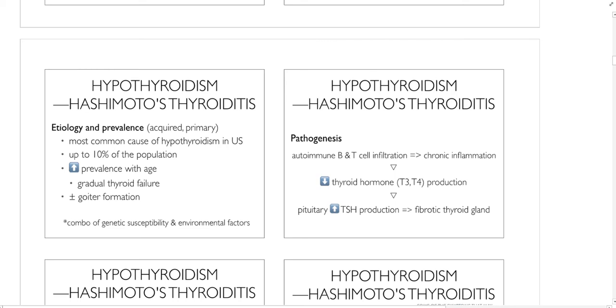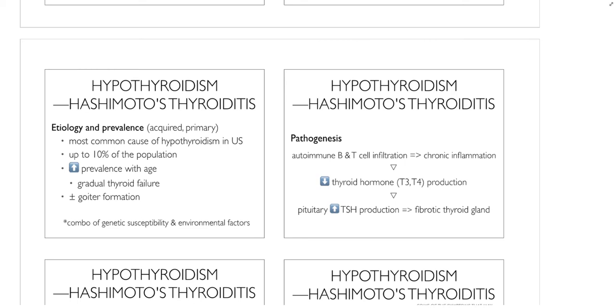So Hashimoto's thyroiditis. This is going to be one of the more common, if not the most common, thyroid-specific hypothyroid issues in the U.S. And a surprising number of people actually have this condition in the U.S. And it will increase in prevalence with age. Sometimes it can even be considered a sort of part of the aging process, in that we have a gradual thyroid failure over time, and there may or may not be a goiter formation. It comes from a combination of genetic susceptibility and exposure to environmental factors.